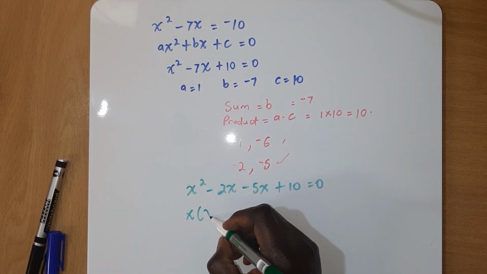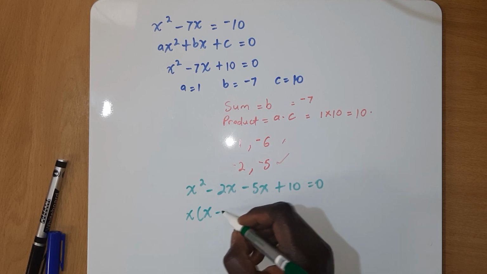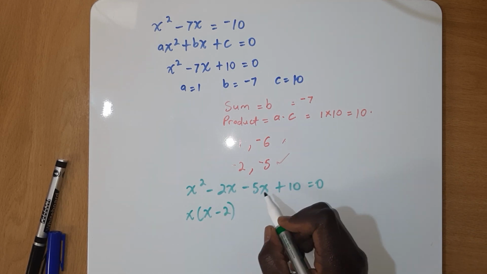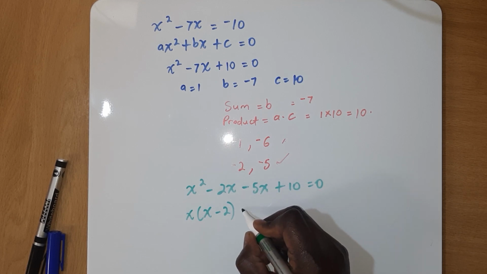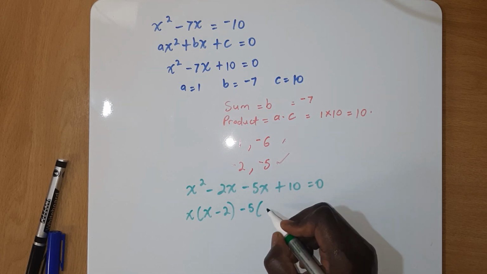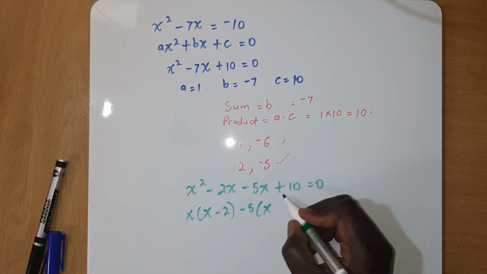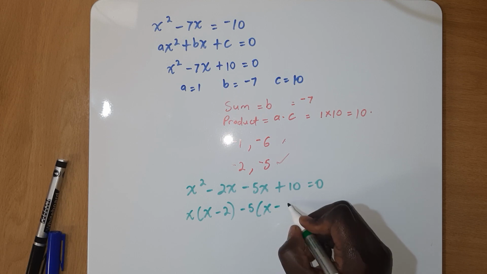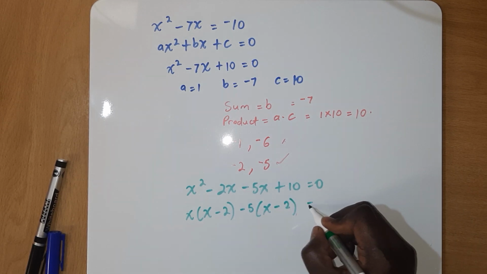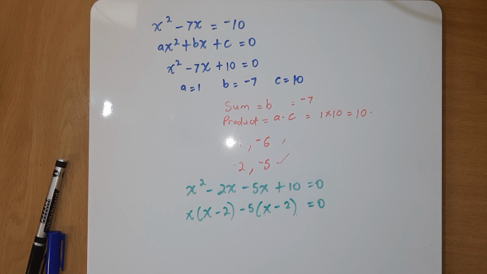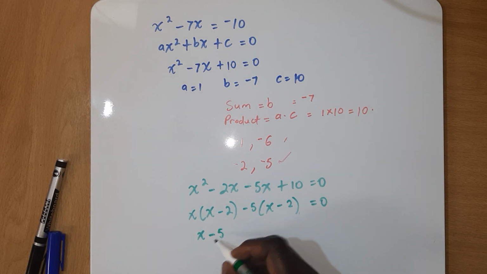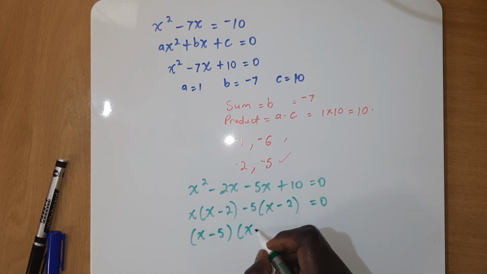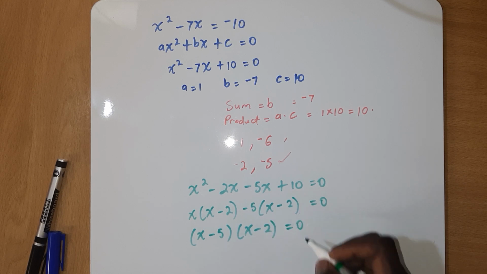We have our x minus 2. And then here, let's say we bring out our minus 5. When we bring out minus 5, we have our x. Minus 5 divided into 10, we have minus 2 equals 0. Then we have our two factors with product equal to 0 as x minus 5 times x minus 2 equals 0.